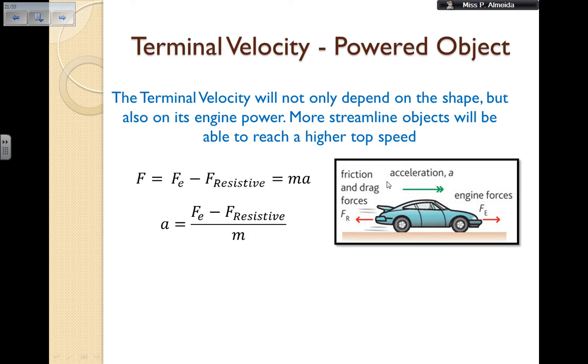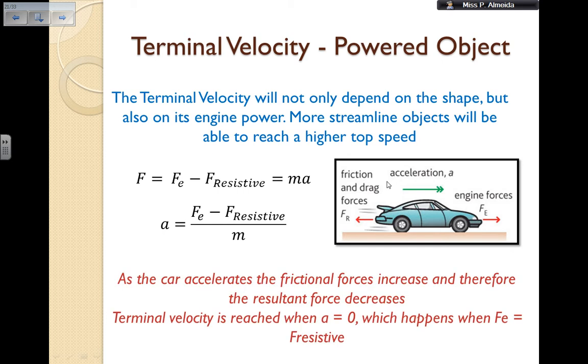If the object is more aerodynamic or streamlined. So the force, the resultant force, is going to be the force of the engine minus the resistive force, and that's going to be equal to the mass times the acceleration. Again, I'm going to make acceleration the subject of my equation, so I get that acceleration is the engine force minus the resistive force, divided by the mass, okay?